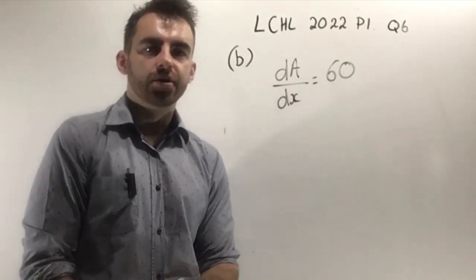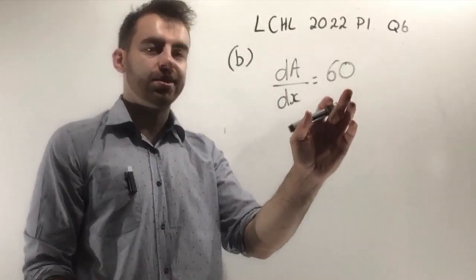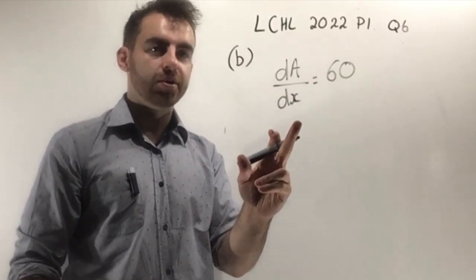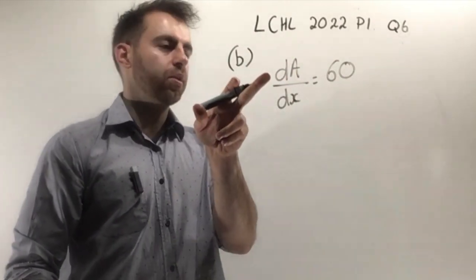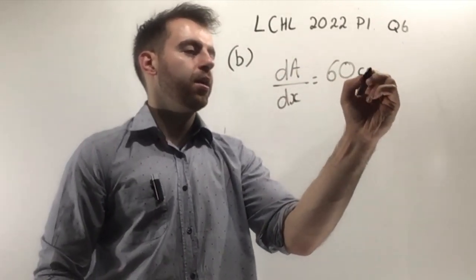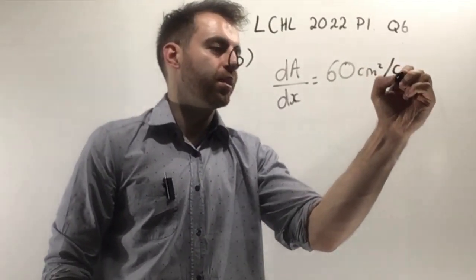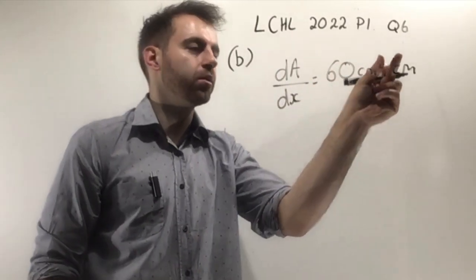Now it's important that you don't forget to put in your units. So our answer is dA/dx is equal to 60, but remember the x is measured in centimeters, and obviously the area will then be measured in centimeters squared. So the first unit, dA, is centimeters squared, and dx, the second unit, is centimeters. So the answer should be 60 centimeters squared per centimeter.